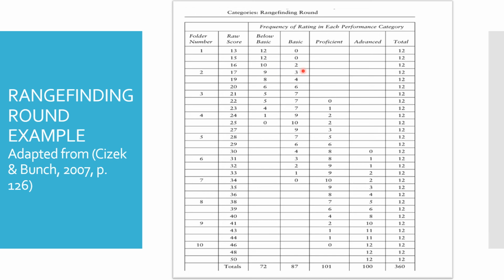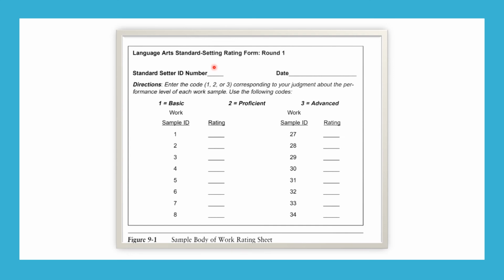So the range finding process starts where panelists examine each sample in each folder and enter a rating, what we call the performance level descriptors, for each sample on a special form. And this is what the form looks like. So they complete this form and then they submit it.